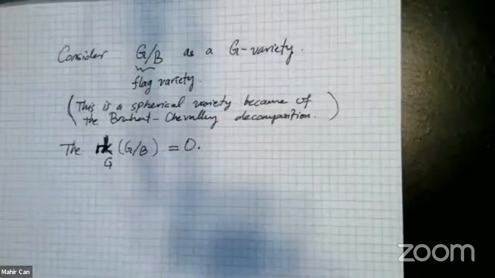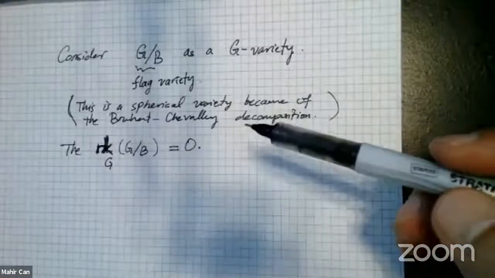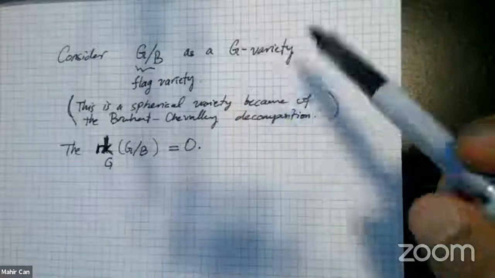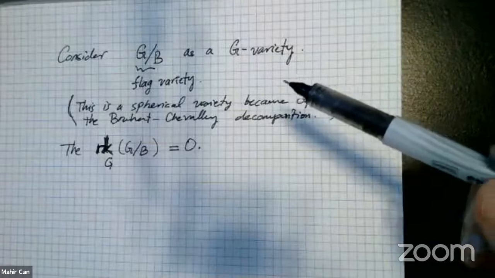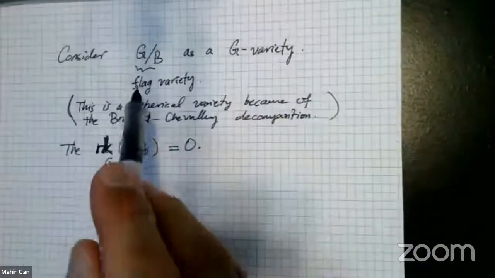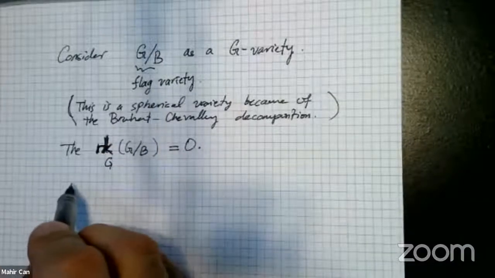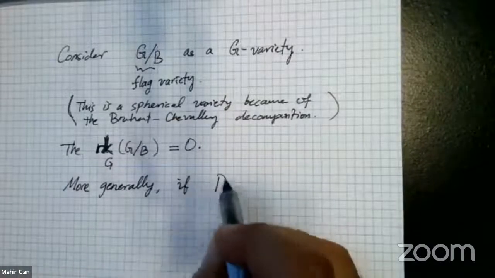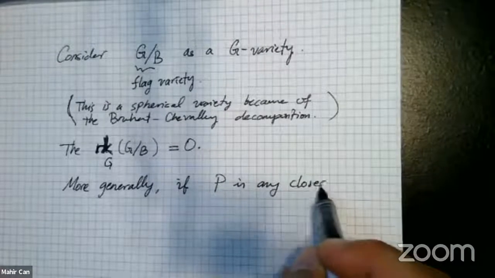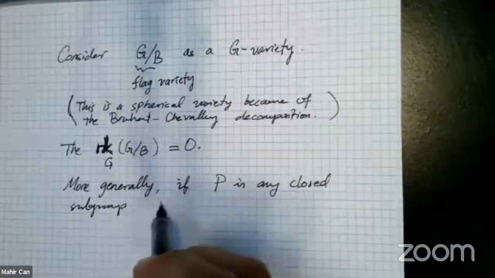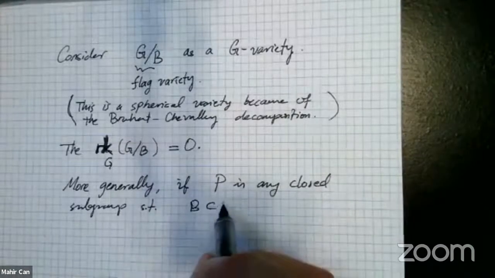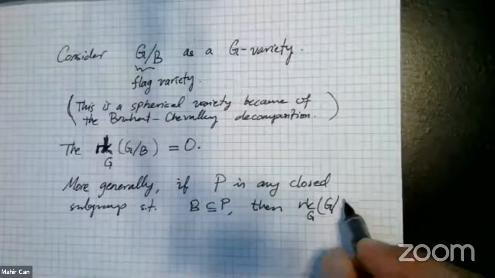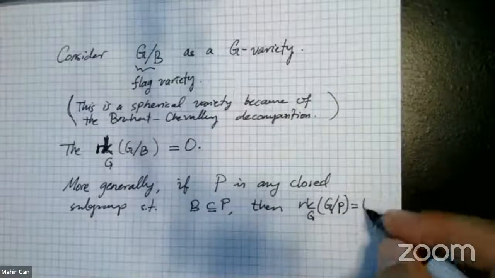You can show this by local computation explicitly. Check that indeed the image of that map R is trivial. In fact, this is true for any subgroup. More generally, if P is any closed subgroup such that B is contained in P, then the rank of G mod P is zero. So every partial flag variety is rank zero.